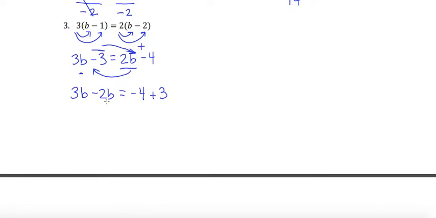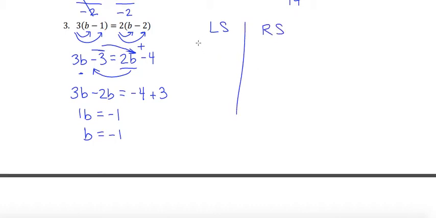So 3b subtract 2b gives us 1b. You may choose to write the 1 in front of the b, or you can eliminate that 1, that's fine. And negative 4 plus 3 gives us negative 1. So you can leave it like this, 1b is equal to negative 1, or you can write b is equal to negative 1. So again, let's do our left side, right side check.